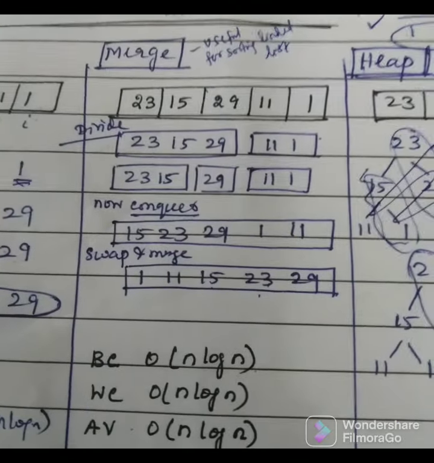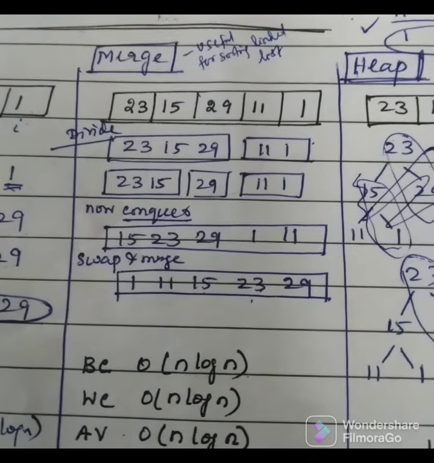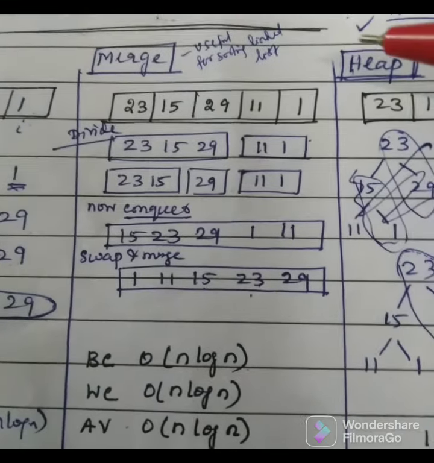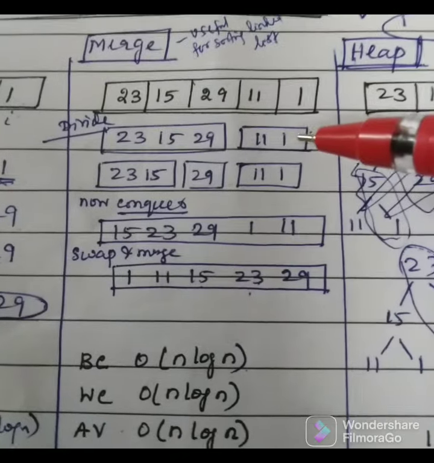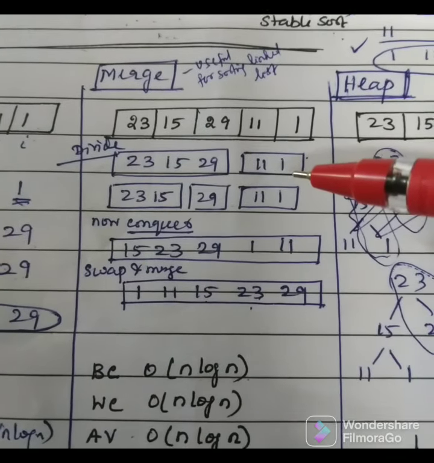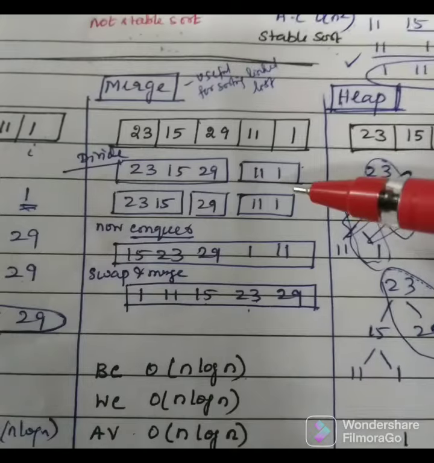Hello students, we will see merge sort and quick sort here. Let's see merge sort first. Merge sort is an external sorting algorithm. It follows the divide and conquer method.